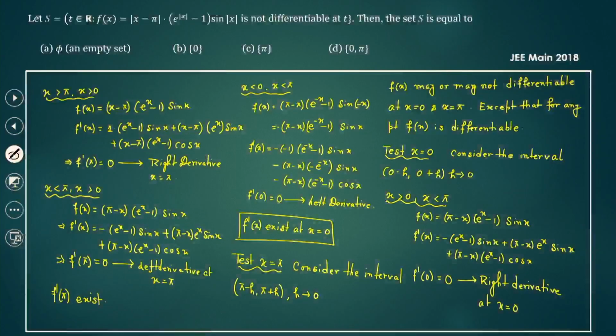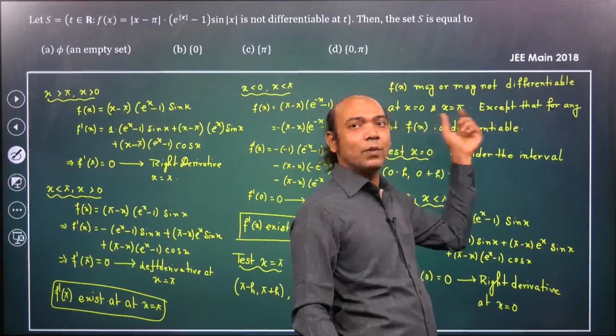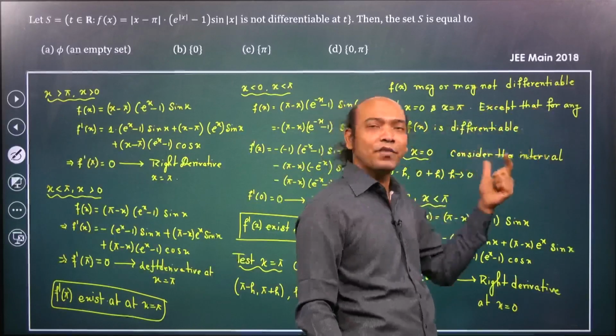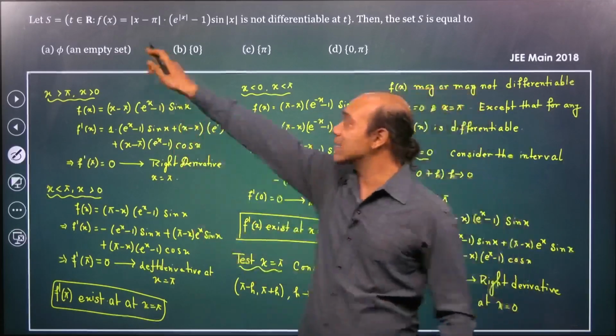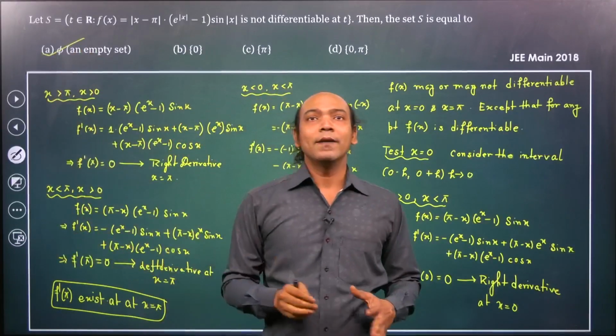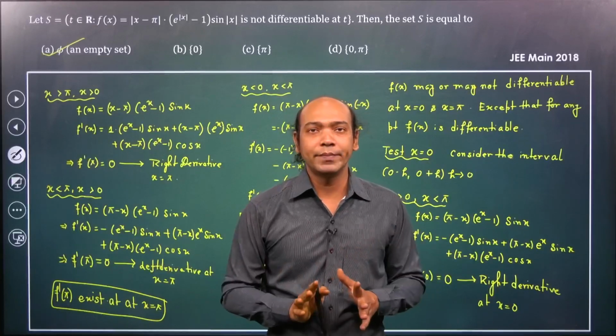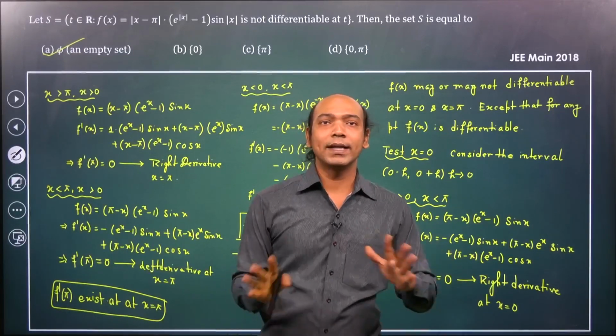So in both cases we can say that f dash pi and f dash 0 exist. And we already said that the function may not be differentiable only at 0 and pi, and at every other point it is definitely differentiable. So we can say that the set is an empty set, because we do not have a point where the function is not differentiable. So that set becomes empty, and that's the option.